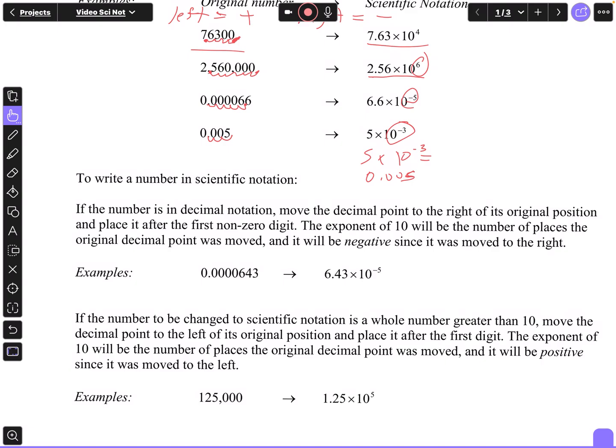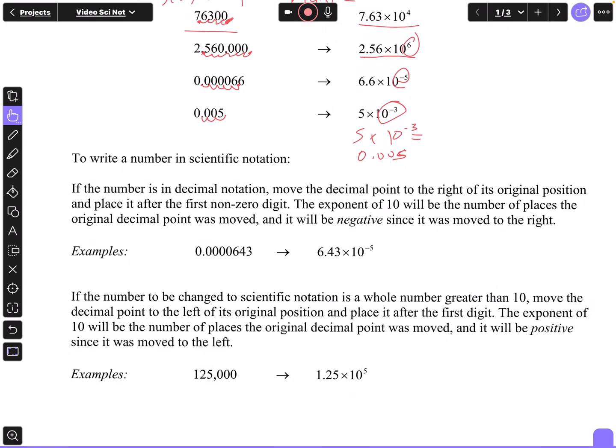So it says to write number in scientific notation. It's what I just went over. If the number's in decimal notation, move the decimal point to the right of its original position and place it after the first non-zero digit, which would give you a number between 1 and 10. The exponent of 10 will be the number of places the original decimal point was moved, and it will be negative since it was moved to the right.